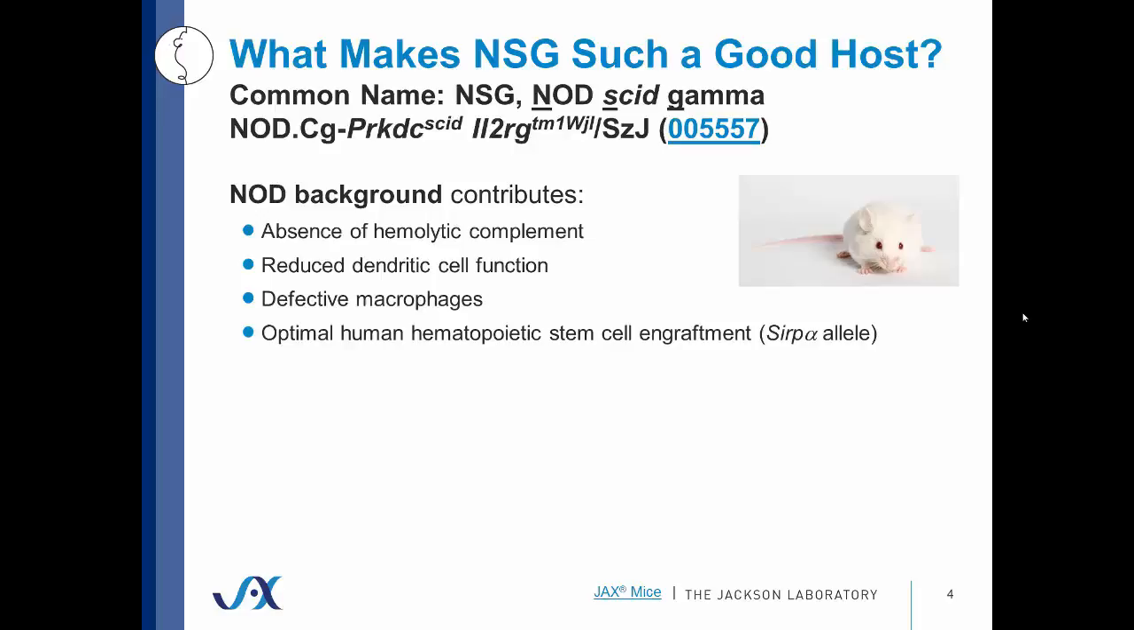So very importantly is the genetic background of these mice. As I mentioned a moment ago, this is non-obese diabetic. This genetic background is an inbred strain of mice which contributes an absence of hemolytic complement, reduced dendritic cell function, defective macrophages. They do have macrophages, but they don't function at the same level as other inbred strains like Black 6, BALB/C, etc. Now, one very, very important distinction about this genetic background is it carries a unique allele of a protein called SIRP-alpha.